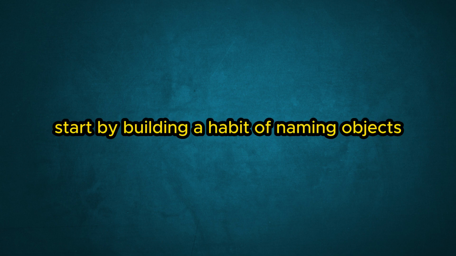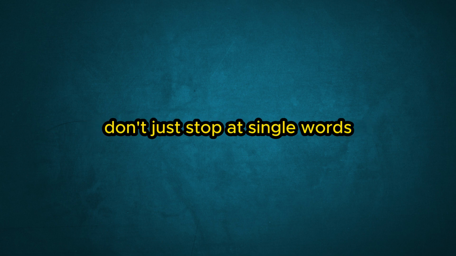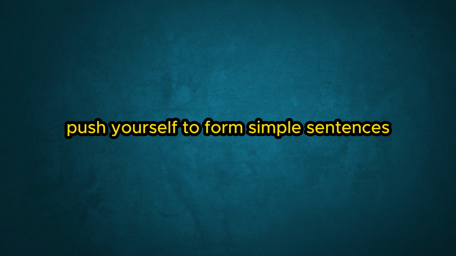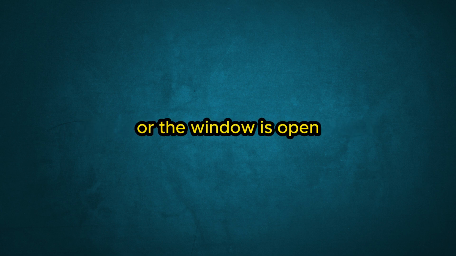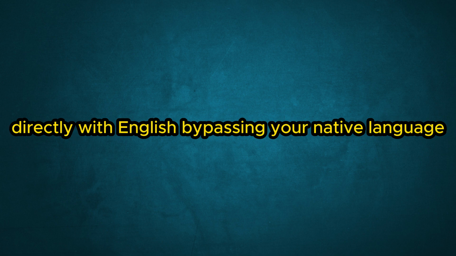Start by building a habit of naming objects around you in English. Whenever you're in a room, glance at items nearby, a chair, a lamp, a window, and silently say their English names. Don't just stop at single words. Push yourself to form simple sentences. The chair is brown, the lamp is bright, or the window is open. This practice wires your brain to associate objects and actions directly with English, bypassing your native language.